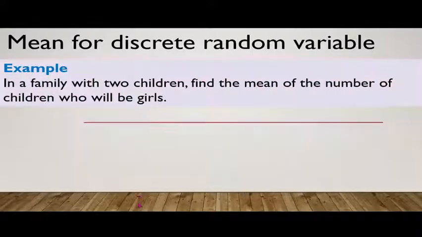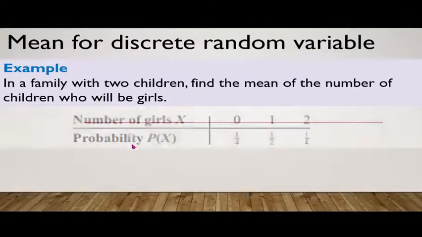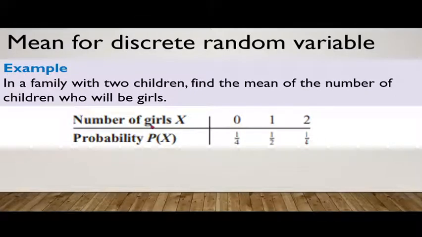All right, so let us now go to the second example. In a family with two children, find the mean of the number of children who will be girls. So again, with the table, the first row is the number of girls, which are the outcomes denoted by X, and the second row is the probability of the corresponding outcomes denoted by P of X.